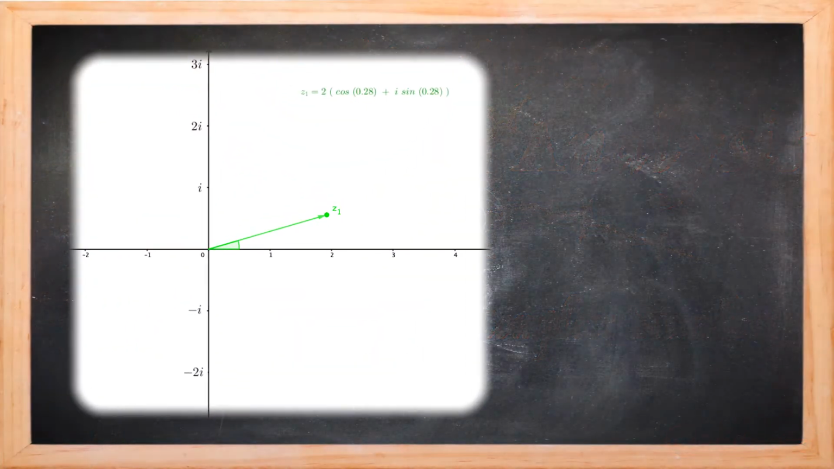Mr. Corsi here. In this video we're going to look at multiplying complex numbers when they're written in polar form. So just a wee reminder of polar form. Here's a complex number Z1 on the Argand diagram. Here's its polar form.